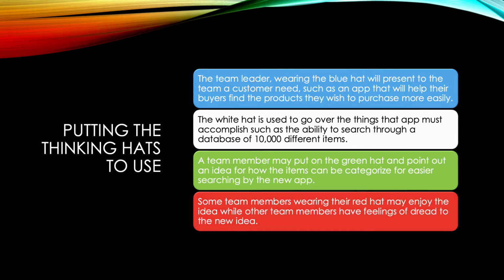So a team member who's looking for a creative solution may put on the green hat and say, hey, wait a minute. How about we reorganize these 10,000 different items in the database so it's really easy to design and program the app to find them, because now it's searching in categories, not just randomly over space. Now, the other team members hearing this are going to have a gut reaction to this one way or the other. They might really like it or they might really hate it.